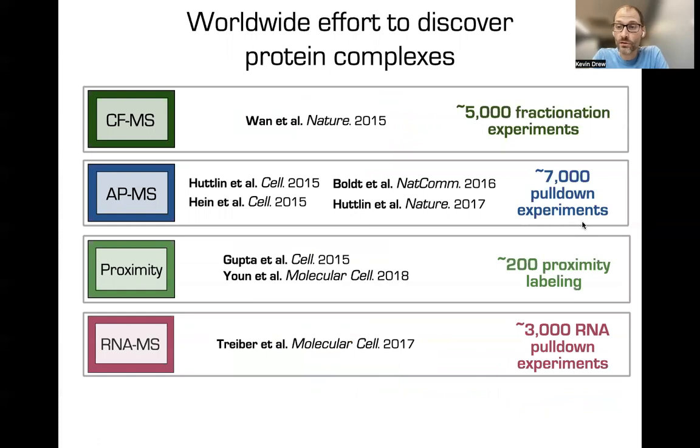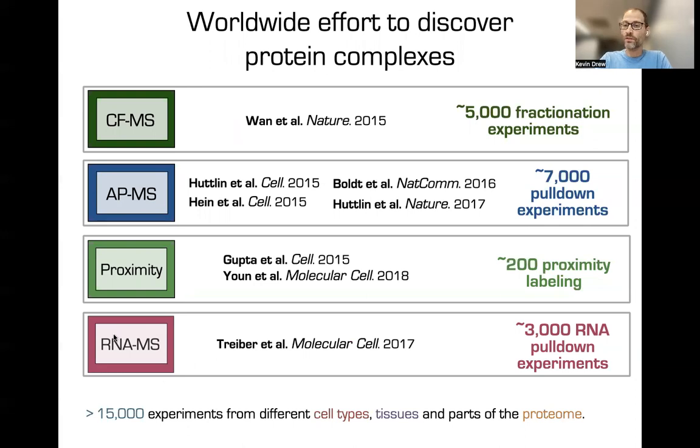But we're not the only ones that are interested in discovering protein complexes. There's other groups that are doing affinity purification mass spectrometry experiments and identifying tens of thousands of interactions with this powerful approach. And then there's also proximity labeling experiments that are becoming more and more high throughput. And then there's other high throughput proteomics experiments that we can apply statistical techniques to and identify protein interactions that way.